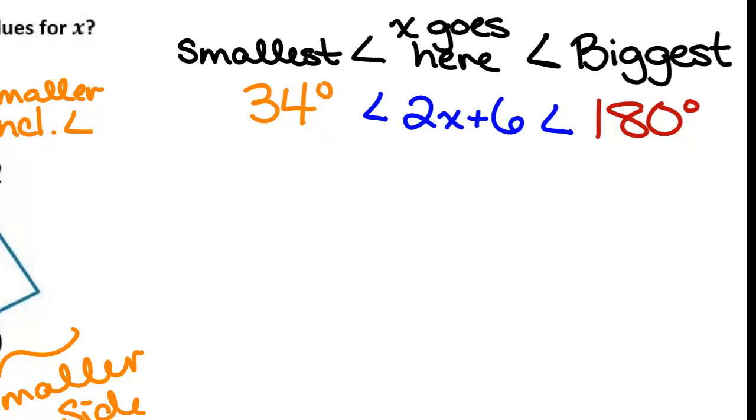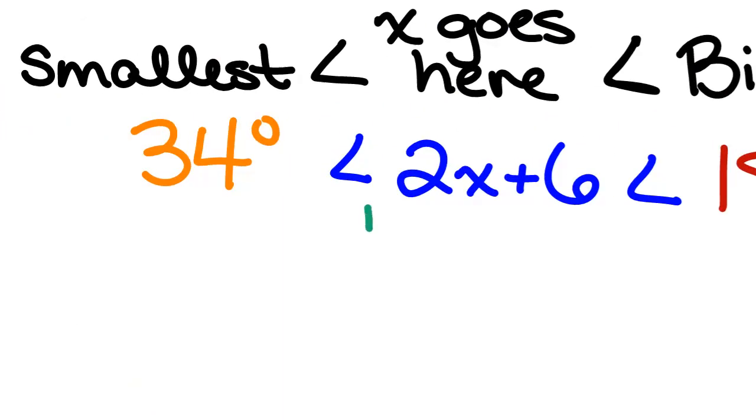Why couldn't it be X'd out? Because angles have an upper limit. Angles can't be bigger than 180. You always have a lower limit, that's 0. Angles have an upper limit of 180. Sides don't have an upper limit. So I have to pay attention to whether X is part of an angle or whether X is part of a side. Because if it's part of a side, there's no upper limit.